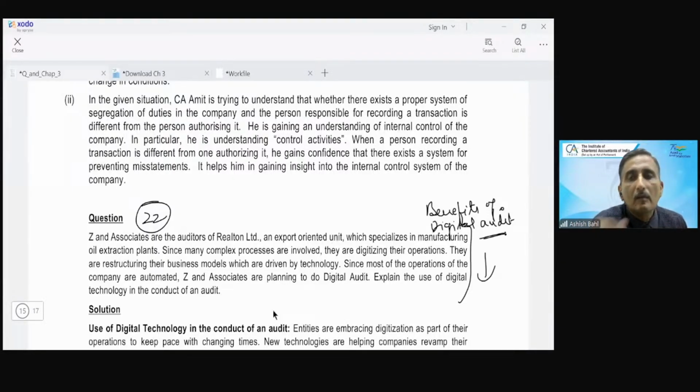What you would be learning more about this in your CA finals. There is a complete chapter on digital audit in CA final. So for the time being, here at the intermediate level, you have to understand only what digital audit is and what are its benefits. Yes, students, can anybody tell what is the meaning of digital audit and what are its intended benefits? This is the only much you have to understand at CA inter level.